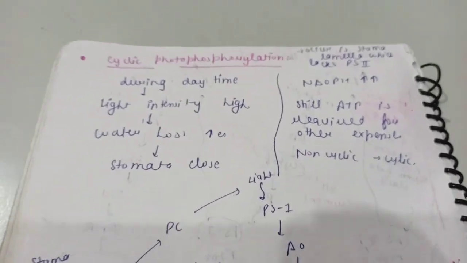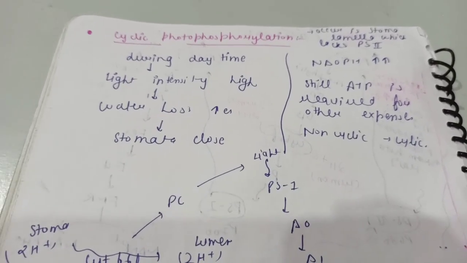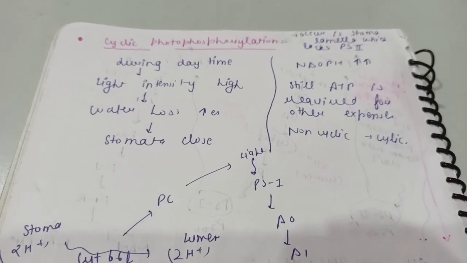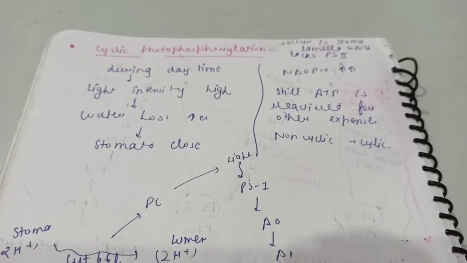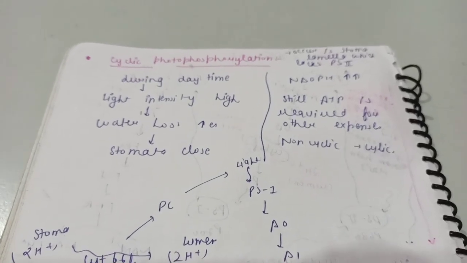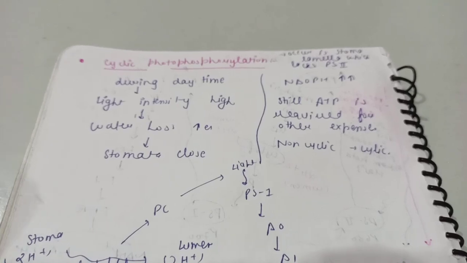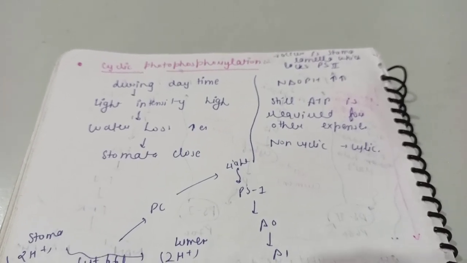The characteristic of the stroma lamella is that PS second, that is P680, is not present. We will read about it later, the appressed and non-appressed. Actually the stroma lamella is the non-appressed one. Here PS second is absent, and PS1 and ATP synthase are present. So PS second is basically absent here.